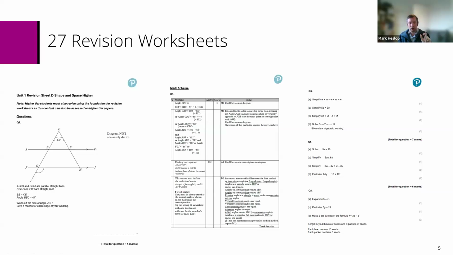And just a reminder that your higher tier students do need to engage with the Foundation and Higher topics. They're the basic questions that could cross over between Foundation and Higher. So just make sure your higher tier students are aware of those ones as well.